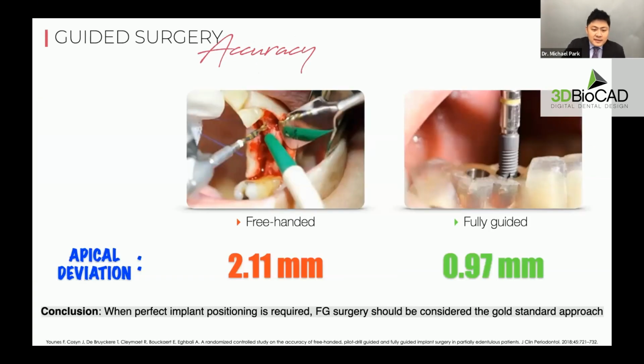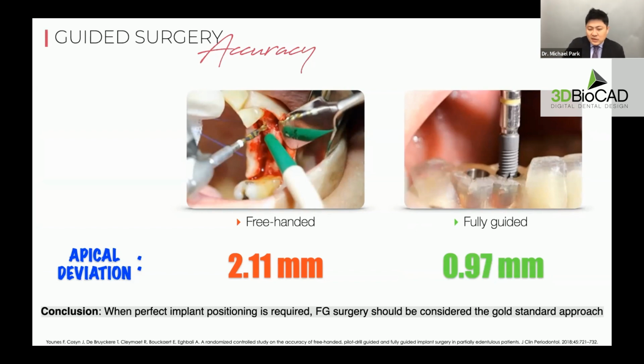So if we look at this randomized control study, they compared freehand implant surgery to fully guided implant surgery. And what they found was the apical implant deviation of freehand implant surgery was 2 millimeters, and fully guided implant surgery was 1 millimeter. So there was twice as much deviation with freehand surgery. So we can see that the fully guided is much more accurate.